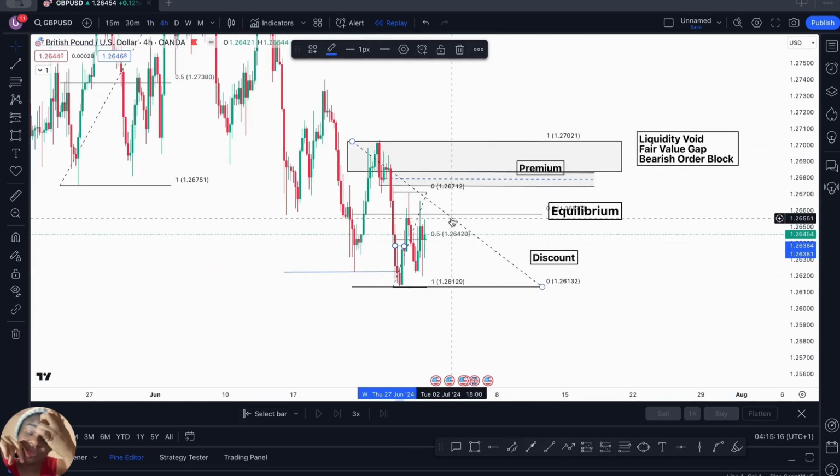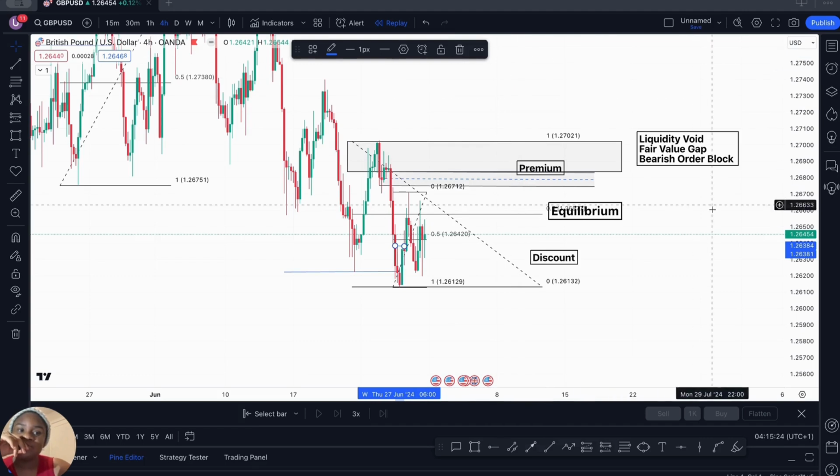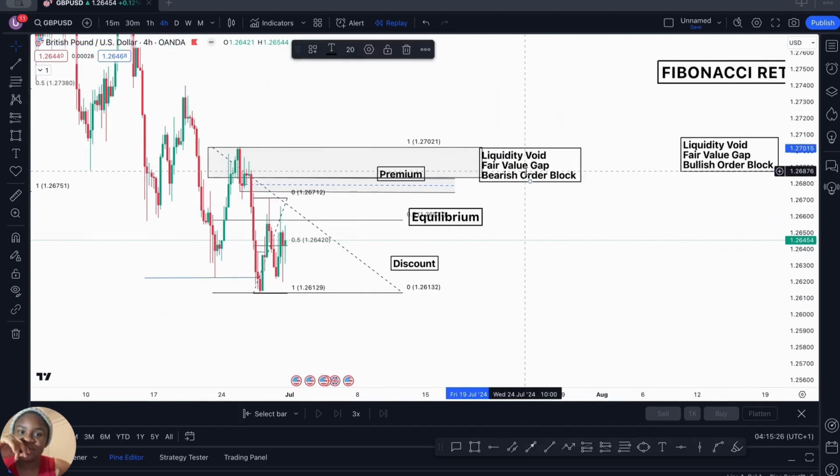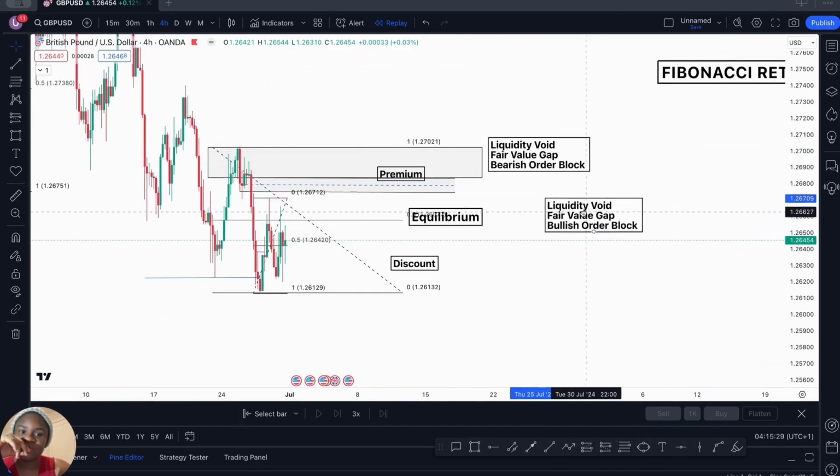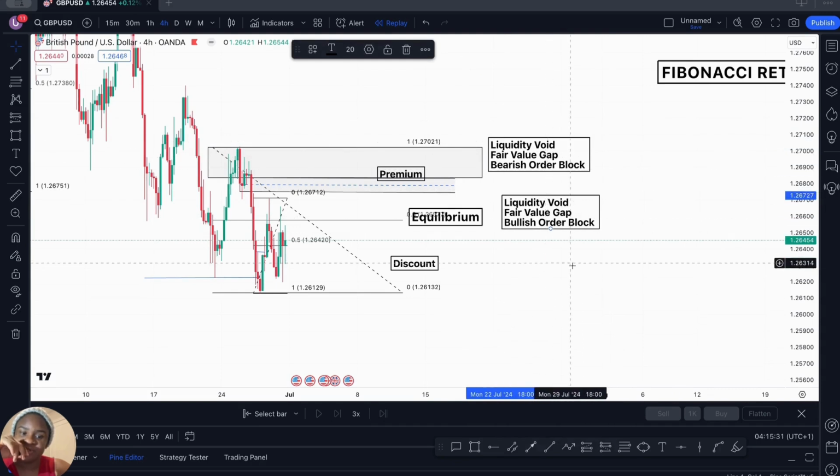I hope this video was good for you. Set your Fibonacci, know how to use the Fibonacci and how to arrange your setting, your equilibrium, premium, and your discount, and also how to use the liquidity, the PD array flows from here, the bearish momentum and the bullish momentum.